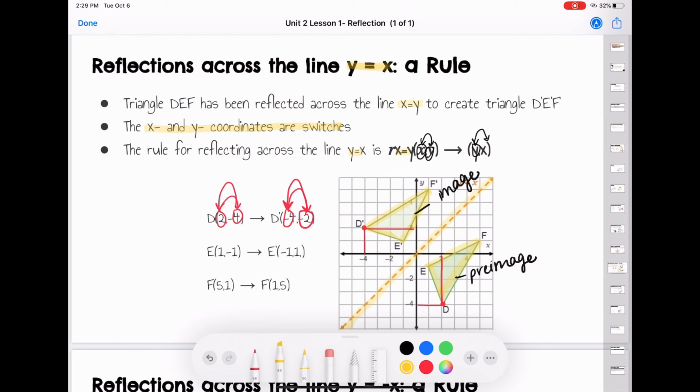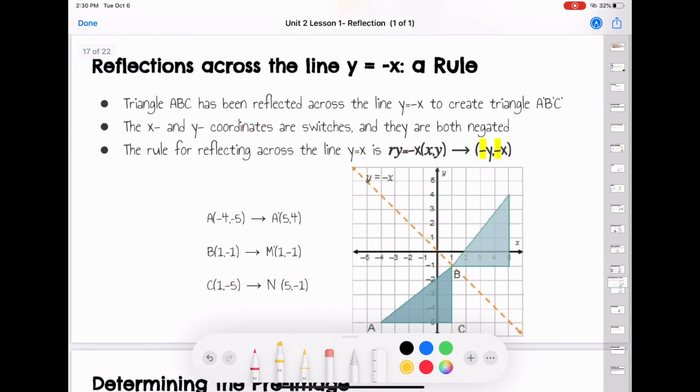Same thing goes for vertex E. This x becomes the y, and this y becomes the x. That is our rule of reflection across the x equals y line. Here is our next type of reflection. This is the reflection across the line y equals -x. Here is our line y equals -x.